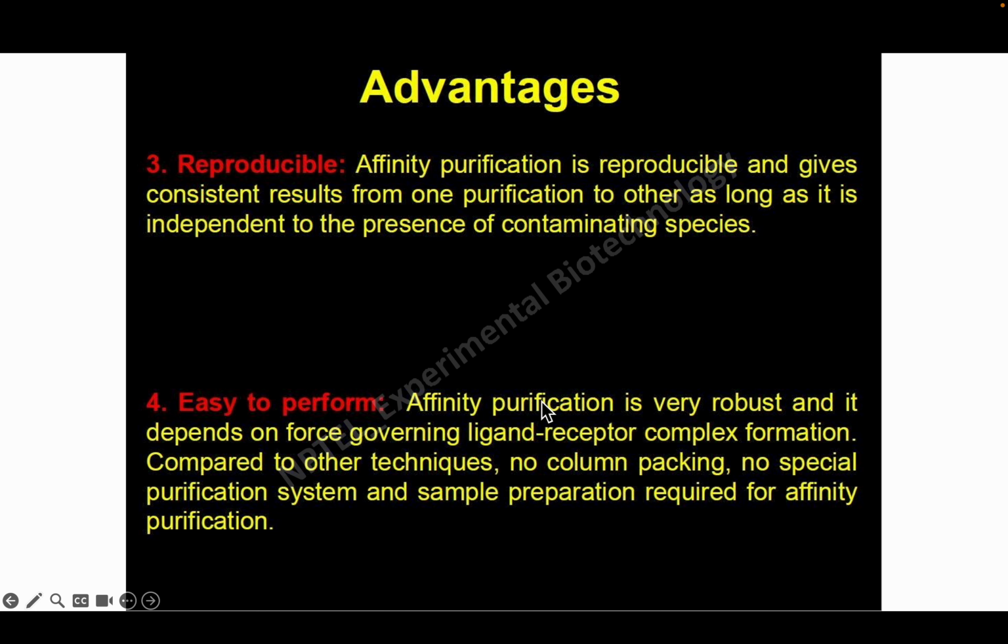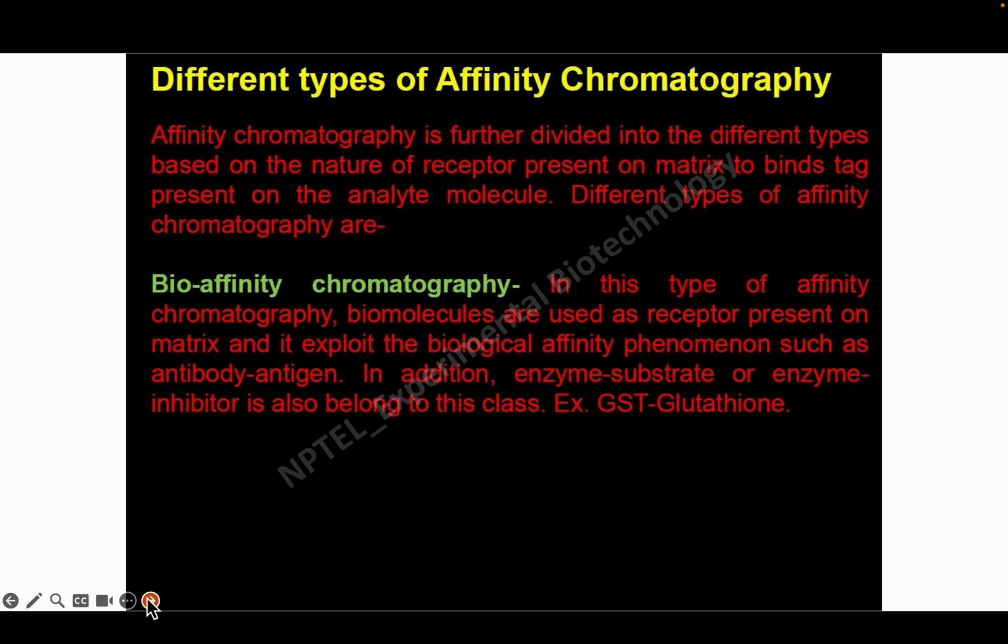Easy to perform. Affinity purification is very robust and it depends on the forces governing ligand-receptor complex formation. Compared to other techniques, no column packing, no special purification system, and no special sample preparation are required for affinity purification.